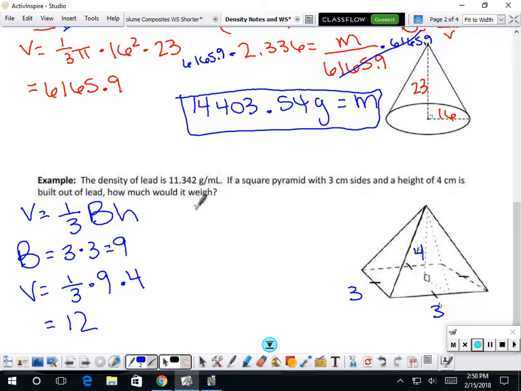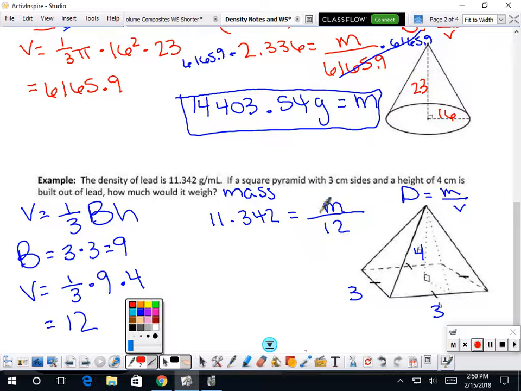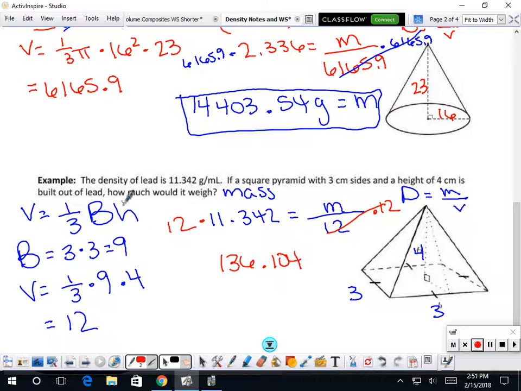Okay, so again, I'm figuring out how much it weighs, so I'm solving here for mass. Density is equal to mass divided by volume. Okay, so the density is 11.342. I have mass, m, divided by the volume we found was 12. To solve for mass, I'm going to multiply the volume times the density. So 12 times 11.342 gives me 136.104. Again, grams would be my units here. And that is how you solve for the density.